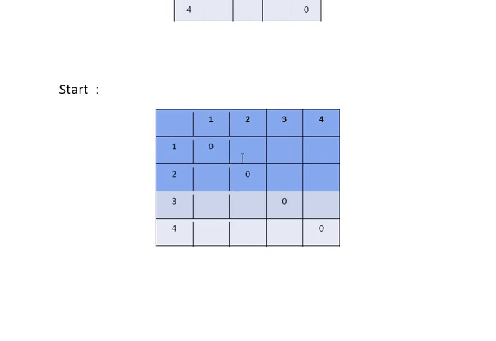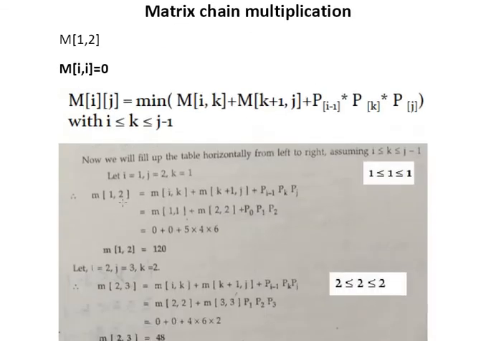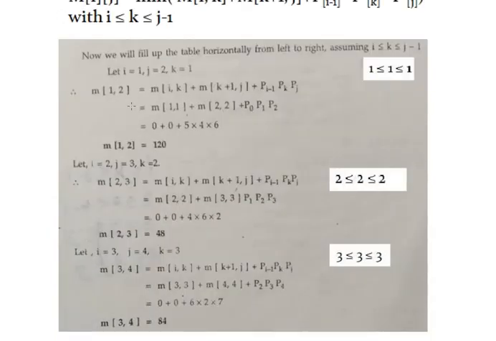So here the first is m of 1 2. It means i equal to 1 here and j equal to 2 here, and you put i equal to 1, j equal to 2, and assume the value of k. So now you check that i equal to 1 and j minus 1 is 1. Now assume the value of k. What is the value of k? You put it here, and this condition must be satisfied.